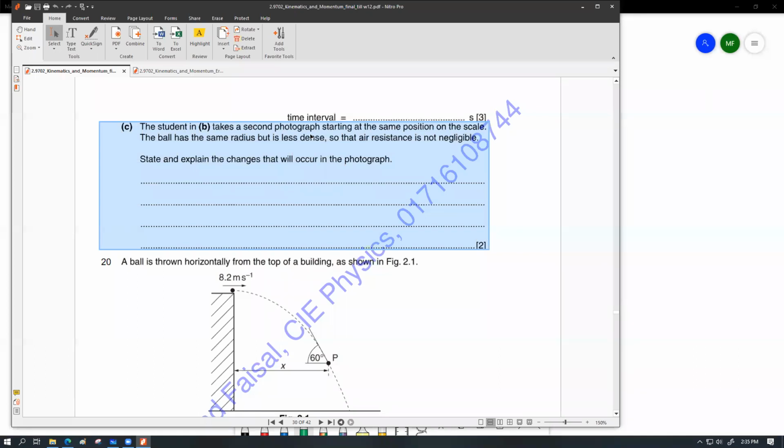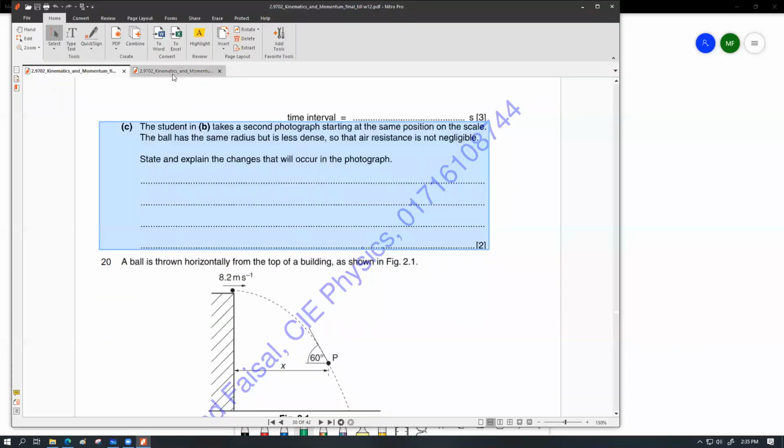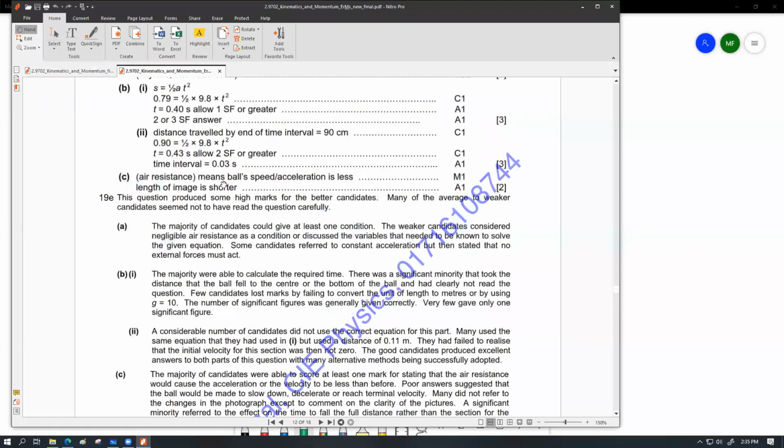So the first point that I just told you, that the ball should be observed at higher than the 79 centimeter mark, is not applicable because the question didn't specify that. You only have to talk about the length of the blur. The length of the blur would be shorter because the ball would be falling with less speed and air resistance would decelerate it, making less acceleration. Ball speed or acceleration is less and the length of the image is shorter, or you can say the length of the blur is shorter, which also works.